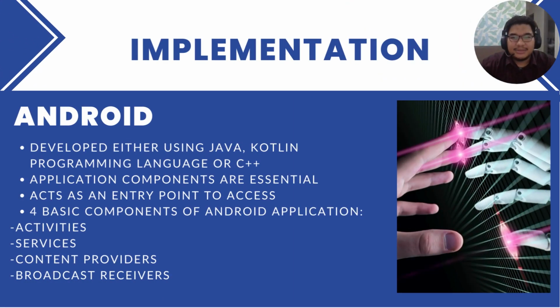Next is the implementation. When it comes to implementation, Android applications are developed using the Java, Kotlin, or C++ programming languages. Application components are very essential for building an application. It acts as an entry point for users or systems to access the application. There are a total of 4 components, each having its own purpose. The basic components of an Android application are: number one, the activities. An activity is a class that is considered an entry point for users and represents a single screen.